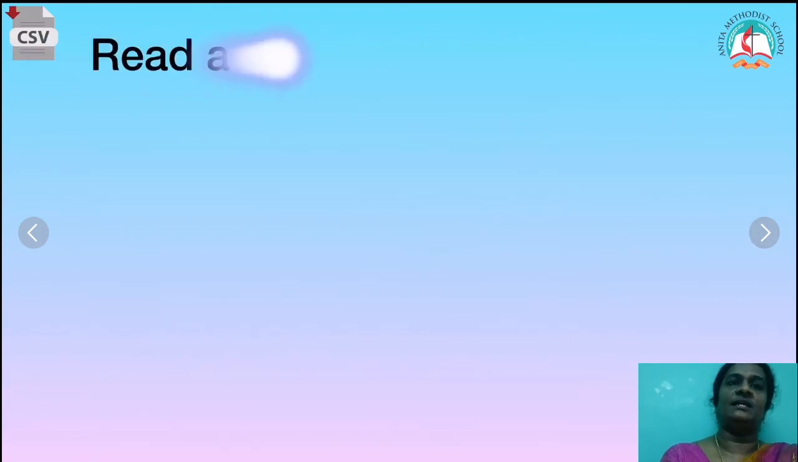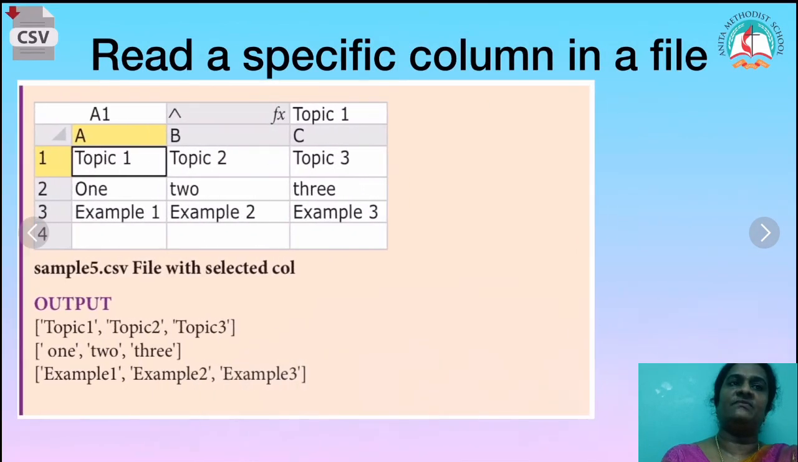Okay, and the next concept is reading a specific column in a file. So how are we going to print it? See here A, B and then C. How are they printing topic 1, topic 2, topic 3? Here 1, 2, 3 is printed, and example 1, example 2, example 3. This is how they are listed and then printed with the selected column. Okay.